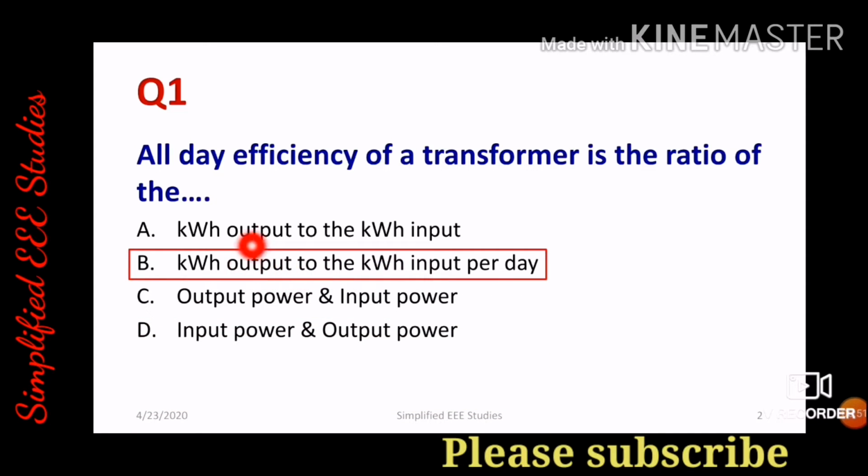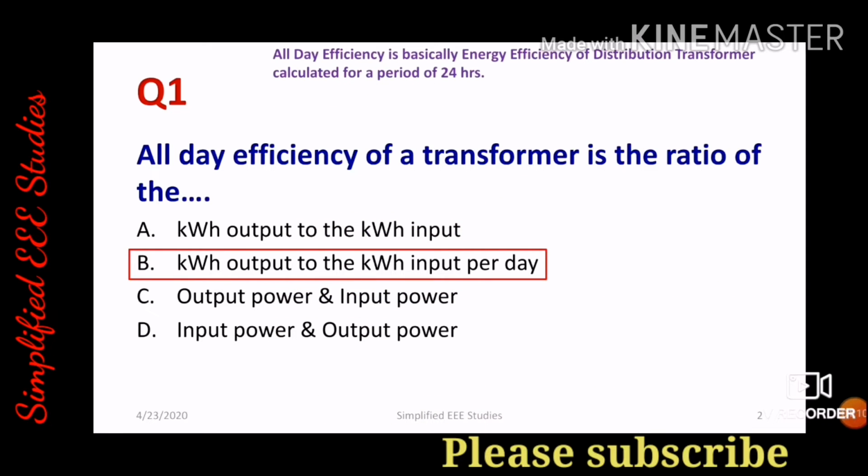That means all day efficiency of a transformer is the ratio of the kilowatt hour (kWh) output to the kWh input per day. Let's have a brief discussion on all day efficiency, then the distribution transformer and the power transformer. Moreover, I will be comparing the power transformer with the distribution transformer. So first let us check what we mean by all day efficiency. All day efficiency is basically the energy efficiency of a distribution transformer calculated for 24 hours or 1 day.